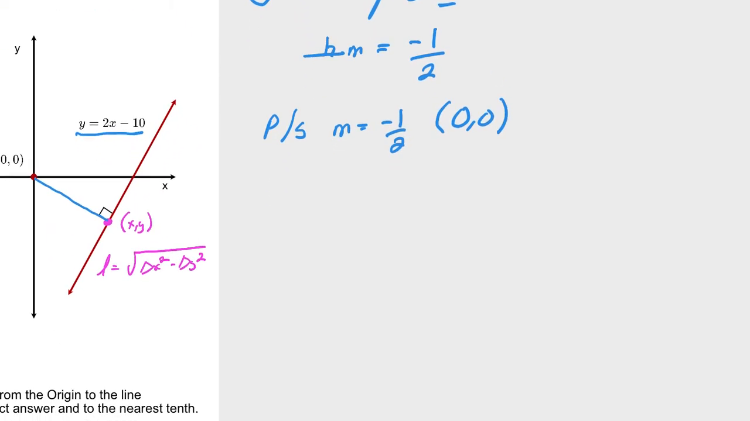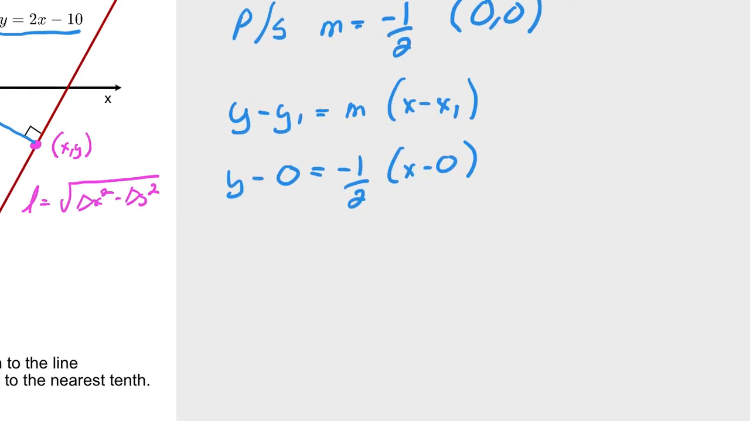Taking those 2 values into point slope, that formula, remember, is the change of y equaling slope times the change of x. Plug in the numbers. Slope is -1/2. X and y are both 0. So the equation of the perpendicular line will be y equals -1/2 x.